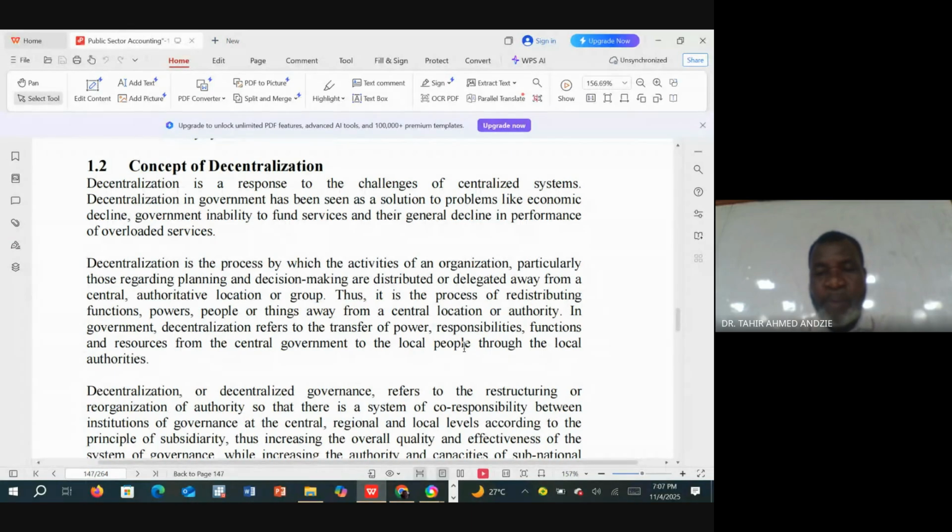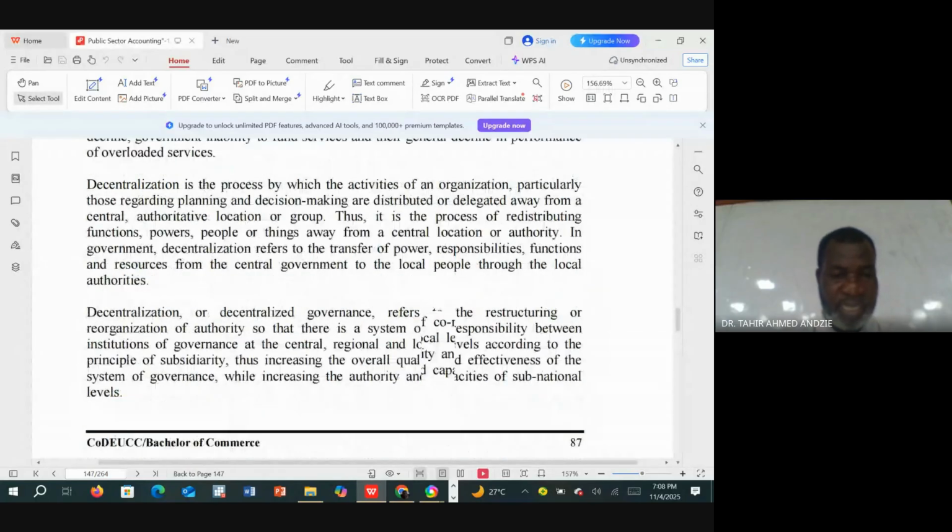They are given the responsibilities. Once you are given the power, you are also given responsibilities, and you must function accordingly. Powers and functions are given, and then in order to carry out your responsibilities and functions, resources are also transferred from the central government to the local people through the local government system. Okay, right. So that is decentralization in government.